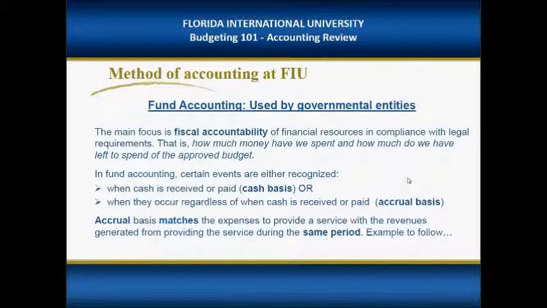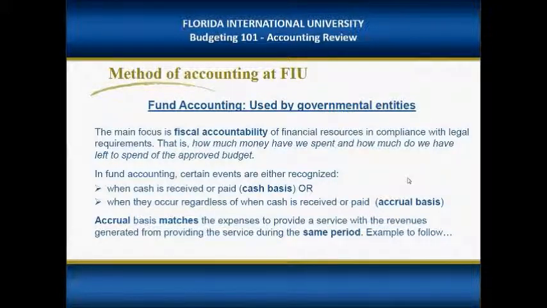We are given a budget, or we compile a budget every year, and that budget is approved by our Board of Trustees, and ultimately by the state of Florida. We then have to track how we're doing against that budget. However, the focus here is more of resources. How much of that budget has actually been spent?